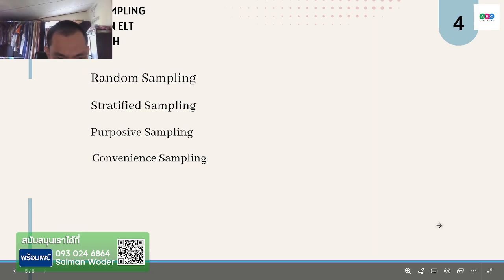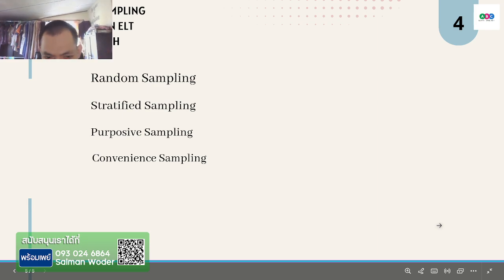And you have purposive sampling, in which the researcher deliberately selects participants who possess specific characteristics or expertise relevant to their research question. This is useful for in-depth study of particular groups or phenomena.